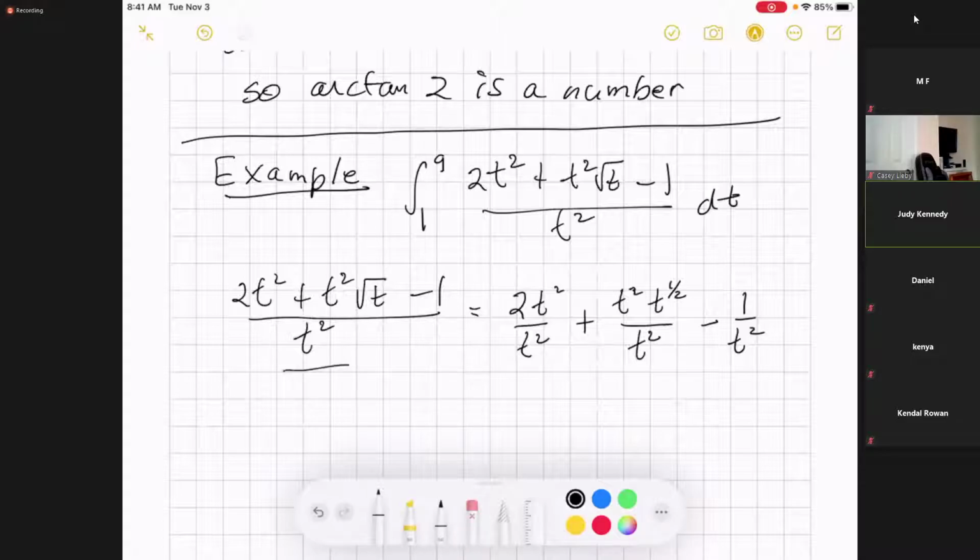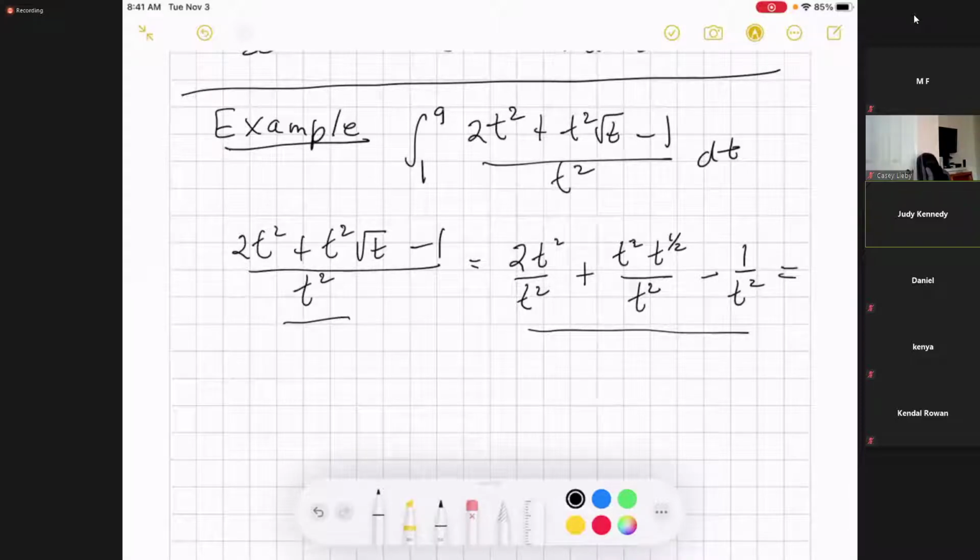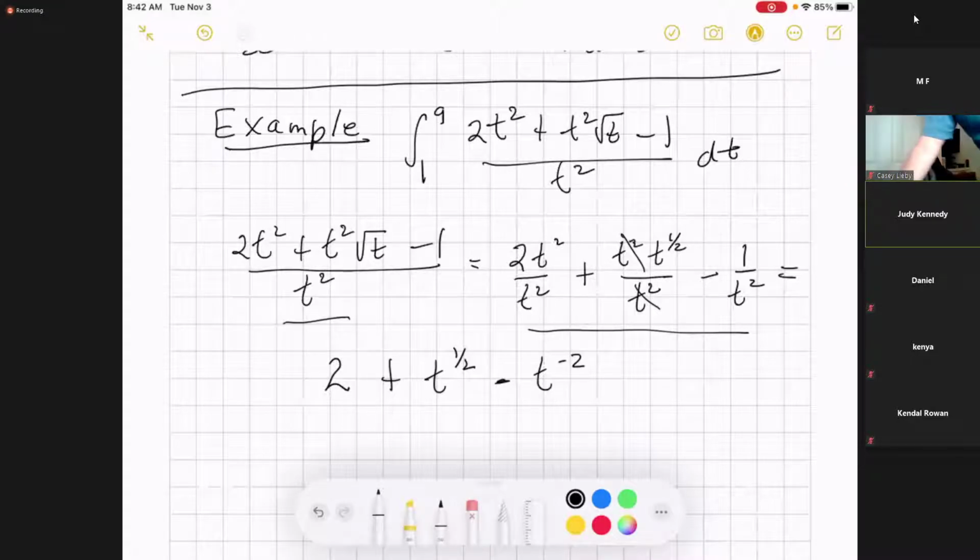Now, instead of having a quotient, I have a sum. And let's clean it up. 2t squared over t squared is just 2. And t squared times t to the 1/2 divided by t squared is t to the 1/2. And 1 over t squared, it's best to write it as t to the minus 2, okay? And I know how to integrate that, I know how to integrate that, and I know how to integrate that.